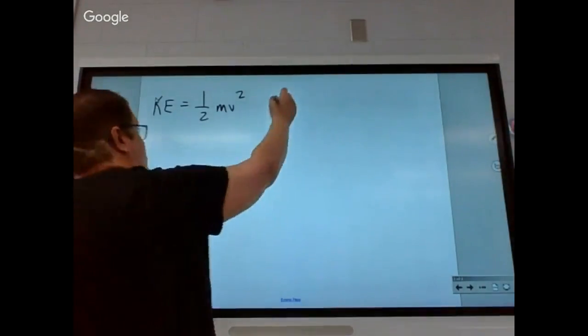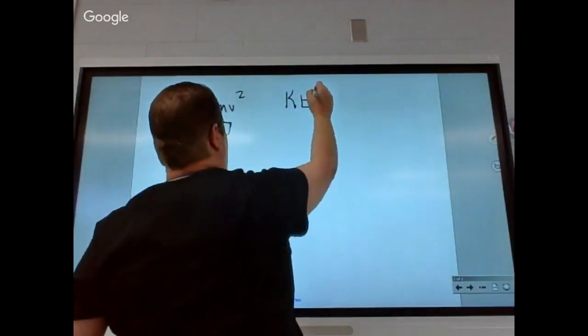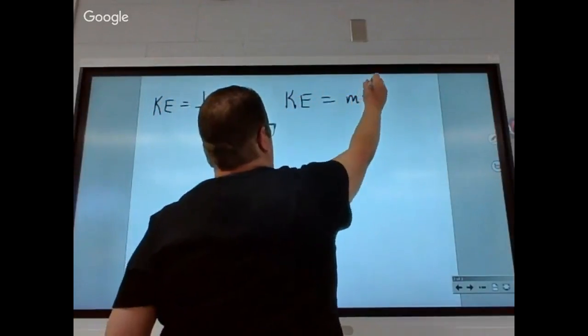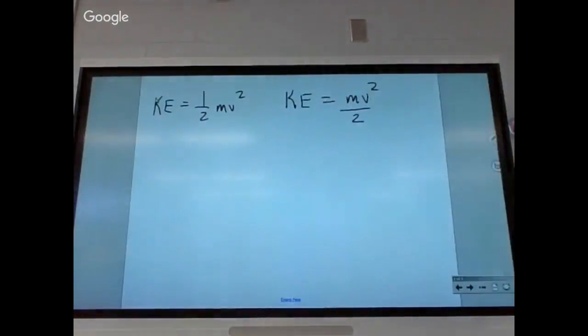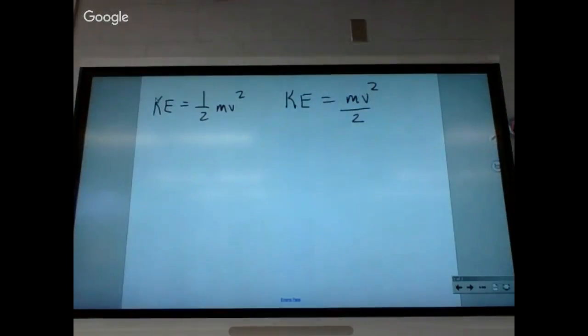All right. So Anna Lucia says I changed it to this. I put the 1/2 over 2 because it makes it easier for us to cross multiply and solve for either the m or the v squared, which is true because it's easier for us to figure out how to cross multiply. Okay.